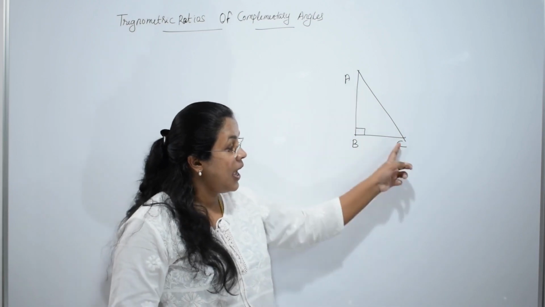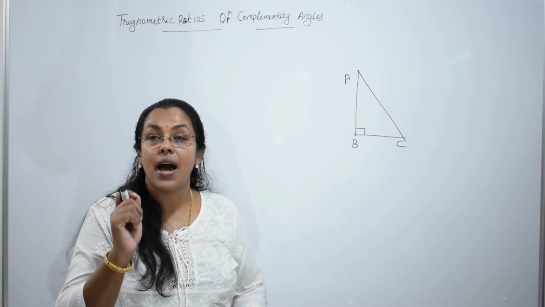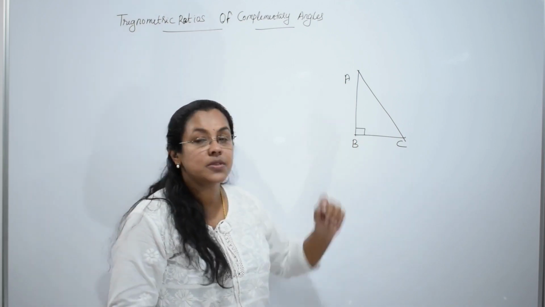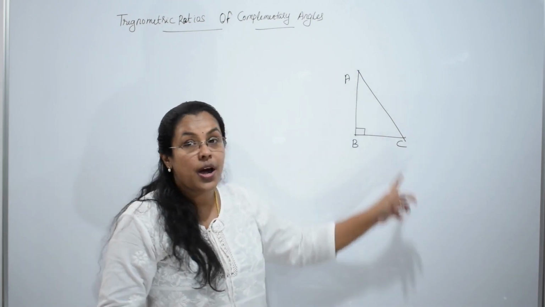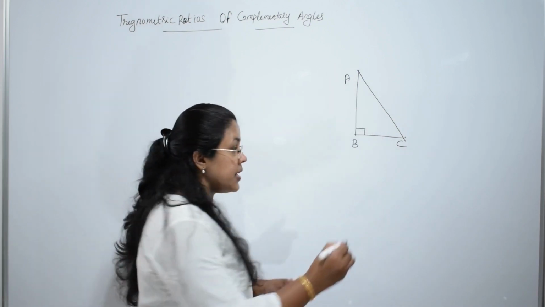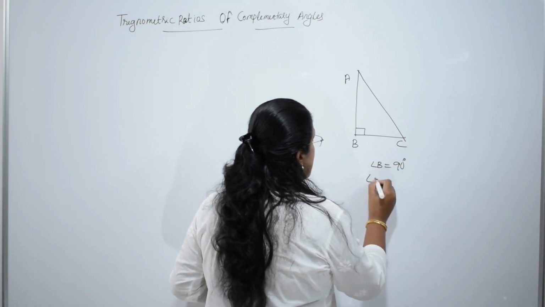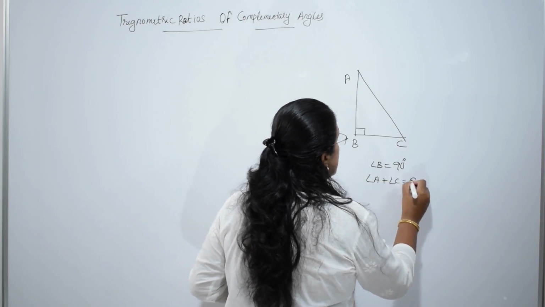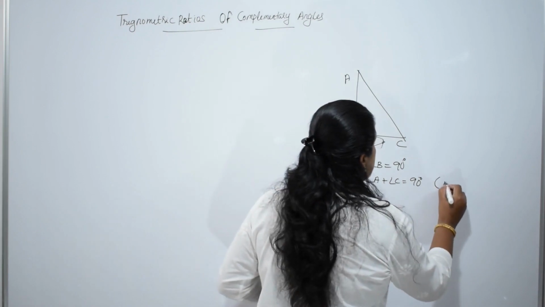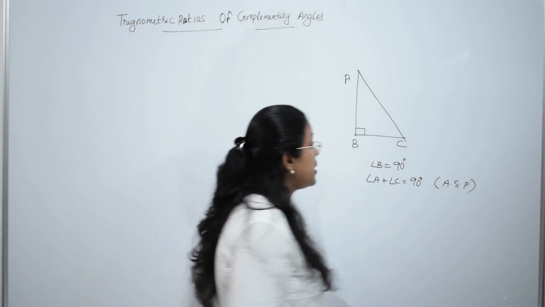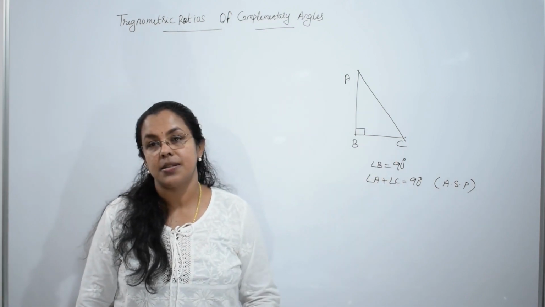Yes, angle A and angle C are complementary angles. Why? Using the angle sum property. Since angle B is equal to 90 degrees, angle A plus angle C is also equal to 90 degrees using the angle sum property. That means angle A and angle C are complementary angles.